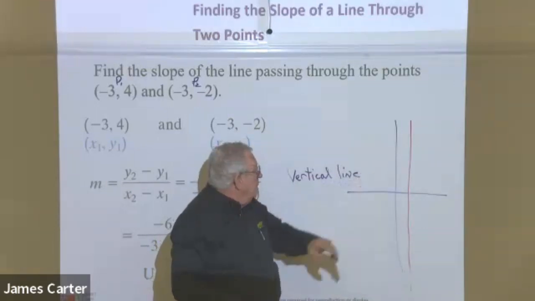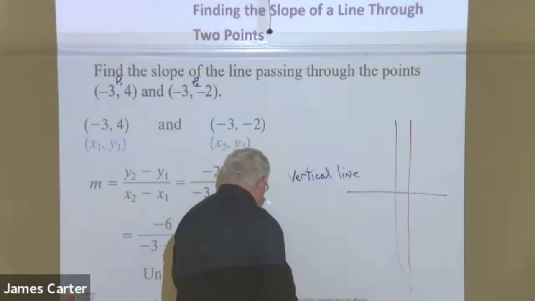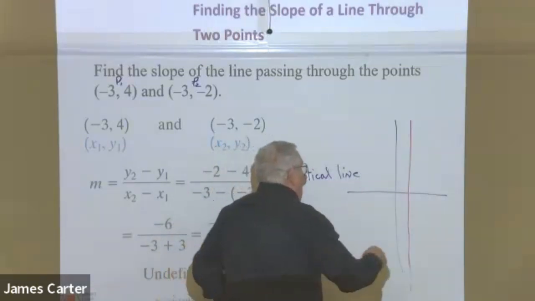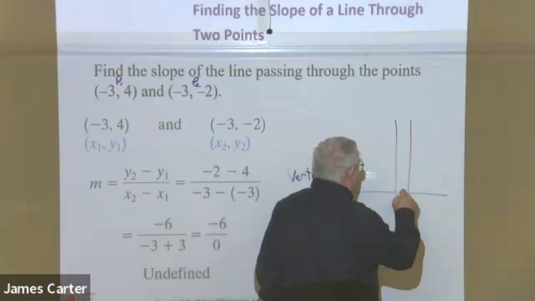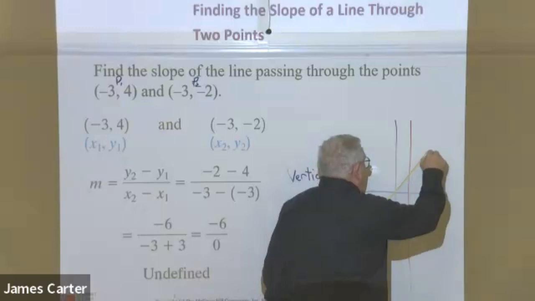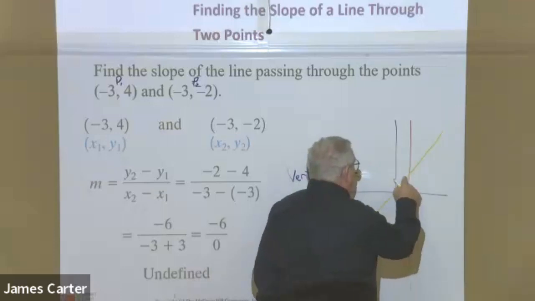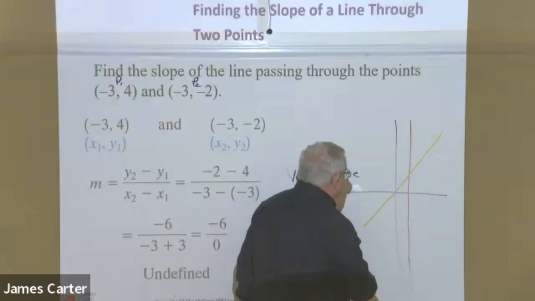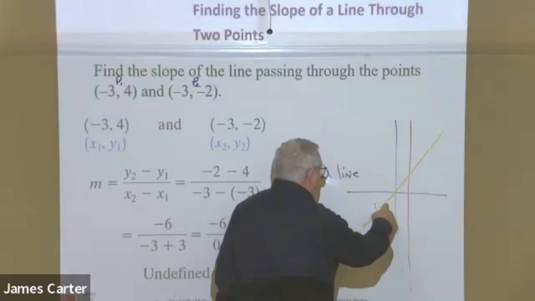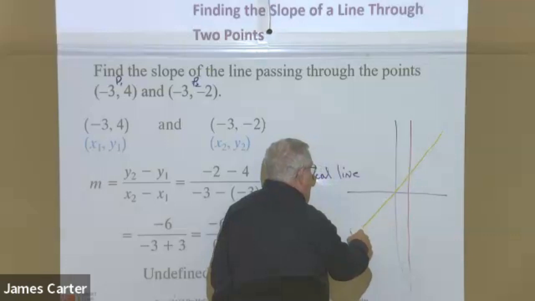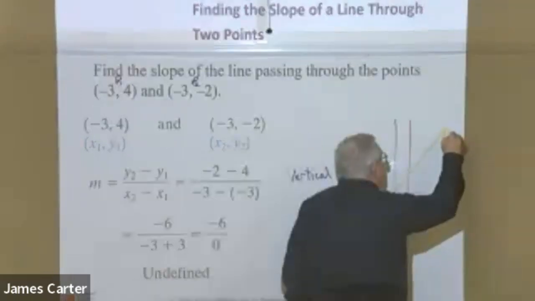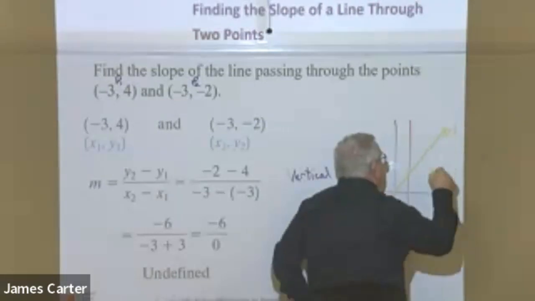Now, let's consider some slopes. What if I had the slope of a line that was 1 over 1? We go up 1 over 1, up 1 over 1, up 1 over 1. And in this case, I'm letting it pass through the origin. Down 1 left, down 1 left, down 1 left. Okay, this is a slope of 1 over 1.